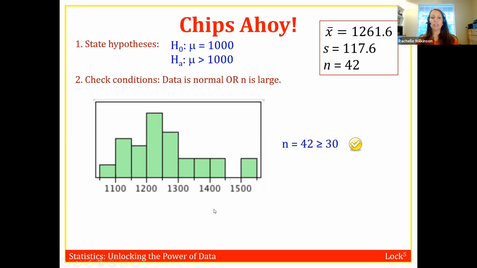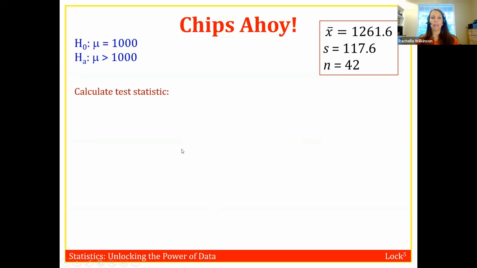All right, so we met the conditions, and now we're ready to compute the test statistic. Here's our test statistic formula, so we can just plug in everything. x bar was 1261.6 minus mu naught. Remember, mu naught is the value of mu under the null hypothesis, which in this case was 1,000. We're going to divide that by s, which is 117.6 over the square root of 42.